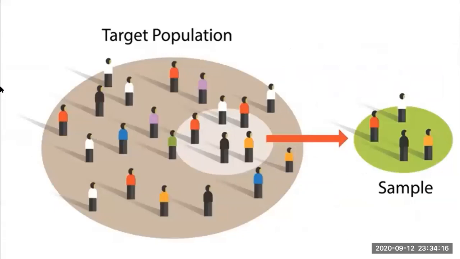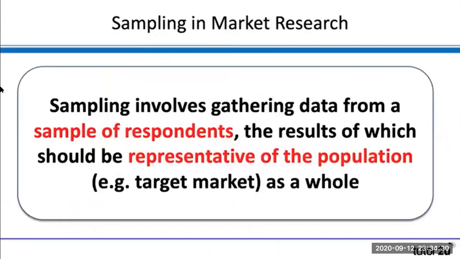population, do some work and some research with the sample, and then hope that your research findings from the sample are representative of the overall population. So that's what we mean by sampling in marketing research. It's the gathering of research data, qualitative data, quantitative data, but from a sample of respondents, and you hope that if you draw the sample in the right way, the results are representative of the overall population, or, for example, the target market as a whole.